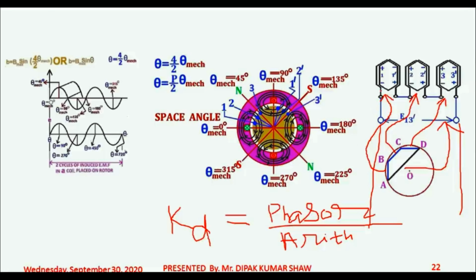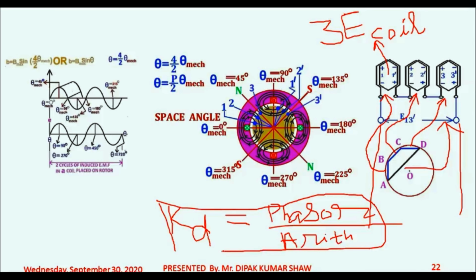If you take KD as the phasor sum by arithmetic sum, then we simply find the EMF induced in one particular coil. Let's say the EMF induced in this particular coil is E coil. So what is E coil? E coil is the EMF induced in coil 1 1 dash. Now what is the number of coils connected in series? It is 3, so we multiply by 3. This is our arithmetic sum. But we have to take the phasor sum. So if you take this particular equation, what do you find?